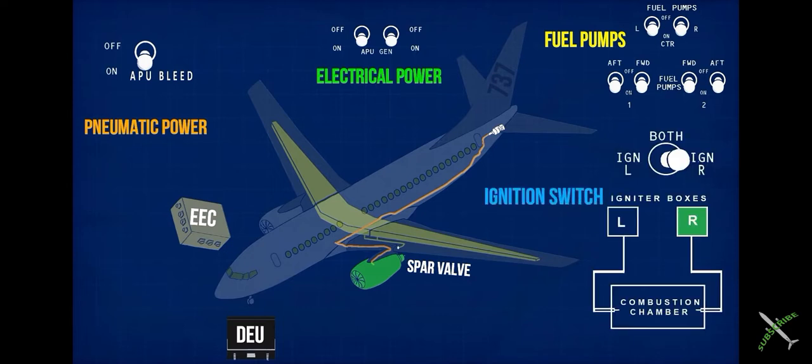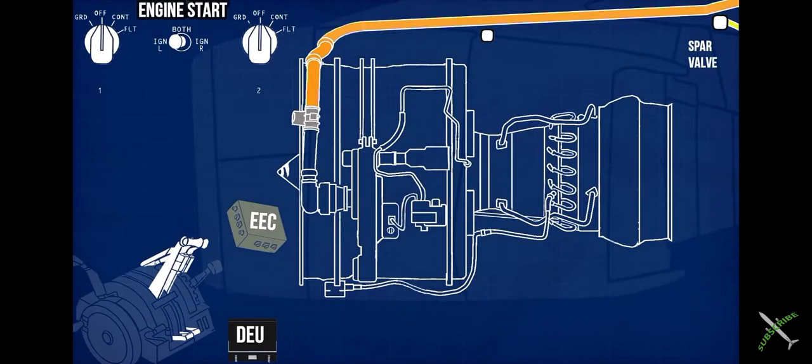For redundancy, each engine has two ignition systems, left and right. Standard procedure requires changing the switch position before each start. Now that the engine is configured for start, turn the engine start switch to ground start position.